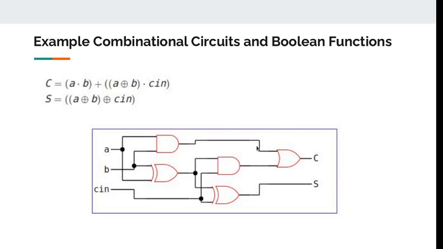So another one. In this case, we have two outputs. How can we represent it when you have more than one output for our system? So again, the variables here, A, B, C, C in, are the inputs. Those variables can have 0 or 1 to represent the state that we want to provide to the circuit. And you can see that this is the carry out function, and this is the sum function.